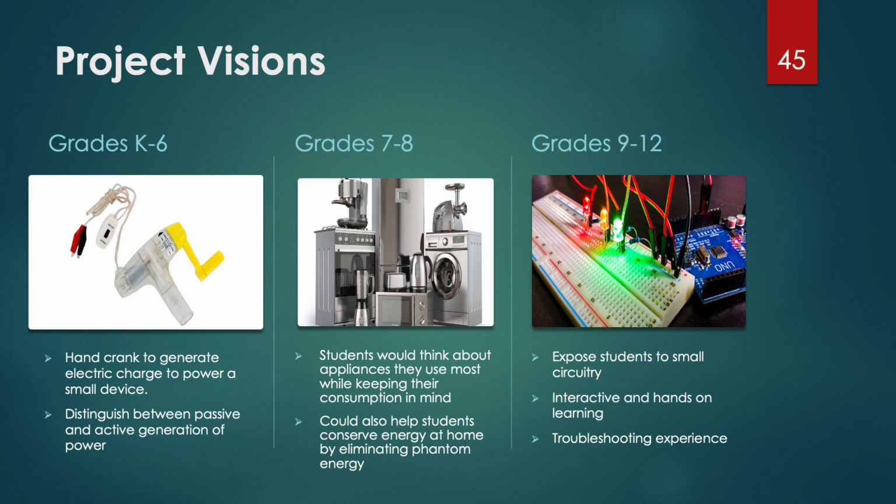For grades K through 6, we hope they would have fun using the hand crank, but then we would also hope to distinguish the difference between both passive and active power generation, and of course explain the pros and cons of both. For grades 7 through 8, we felt their project of selecting their own desired appliances would not only be interesting to see which appliances they valued most, but we would also hope to discuss the topic of phantom energy and its negative impacts.